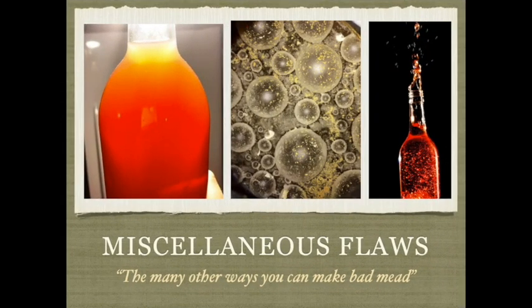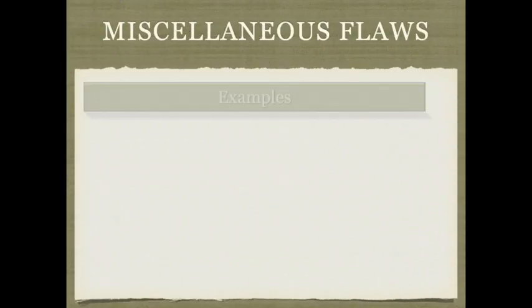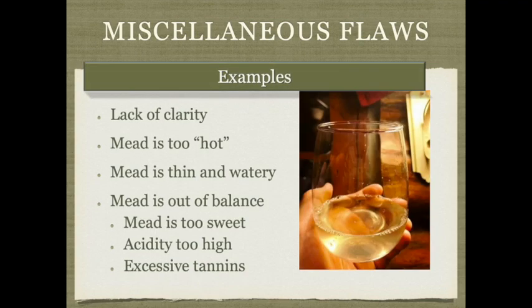Miscellaneous flaws. The many other ways you can make a bad mead. Depending on how bad these are, some are relatively minor and easily fixable, like a mead that's slightly hazy. Some can be enough that the mead is really undrinkable. If you have a mead that's like rocket fuel, maybe you can age it a little bit or add tannins to help subdue it, but it's still not going to be as good as it might be.